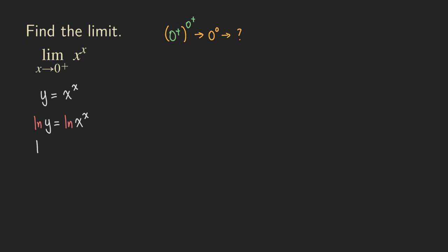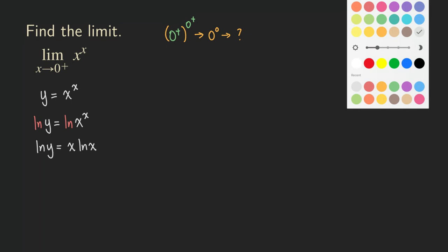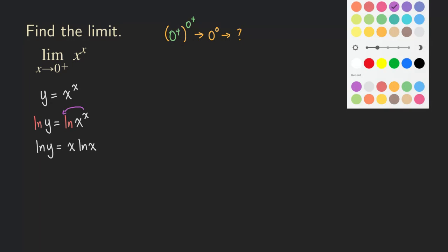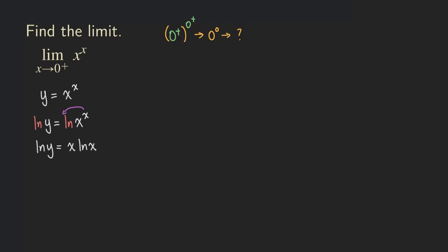And then the next step is that we can bring the exponent in the front. So we are going to get x times Ln of x. Just imagine that we are bringing this x in the front. Okay. So now what's the next step? We are going to start taking the limit on both sides of the equation.